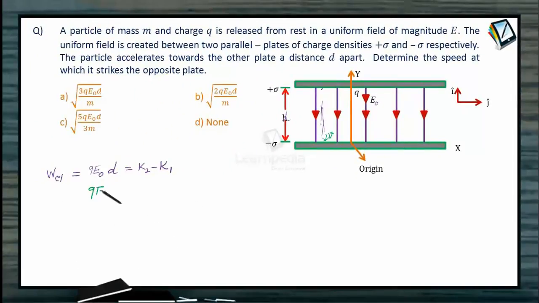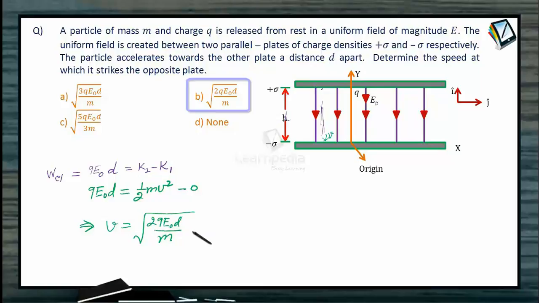Then we can write this relation as q E naught d is equal to K2 minus K1. K2 is half m v square, where v is the speed with which it strikes the other plate. K1 is obviously 0 because the particle was initially at rest when it was released. Okay, so you can see that the speed with which it strikes the other plate is equal to under root of 2 q E naught d divided by m. So option B will be the correct option to this question.